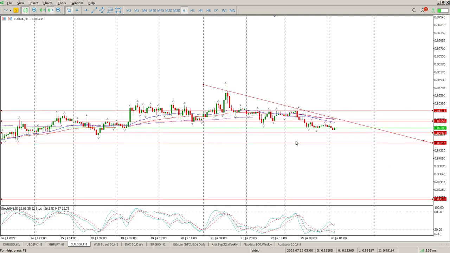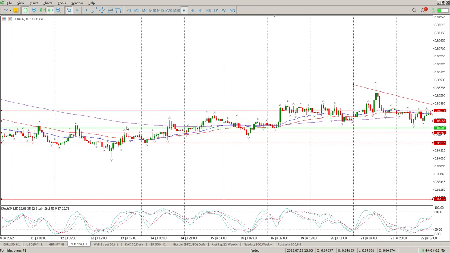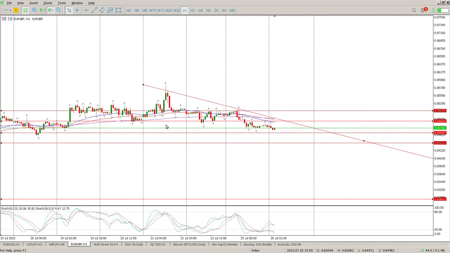And I think if it breaks through this area of 0.84414, you've got a really good chance of getting down to 0.84. And then you break through 0.84, then you're looking for 0.83. So that's the view that I've got at the moment. This is quite a big range at the moment. So that's the way I'm looking at it.